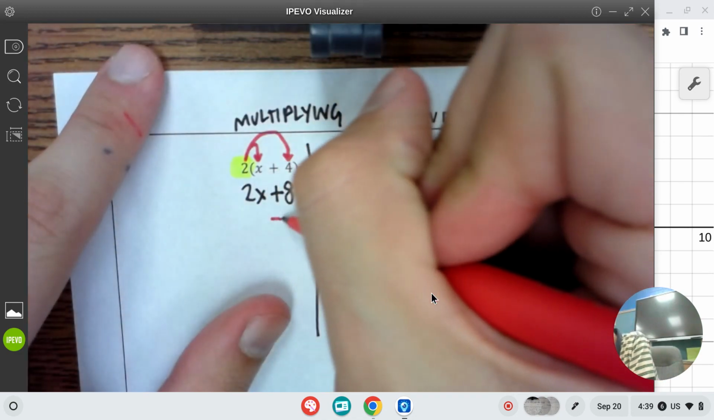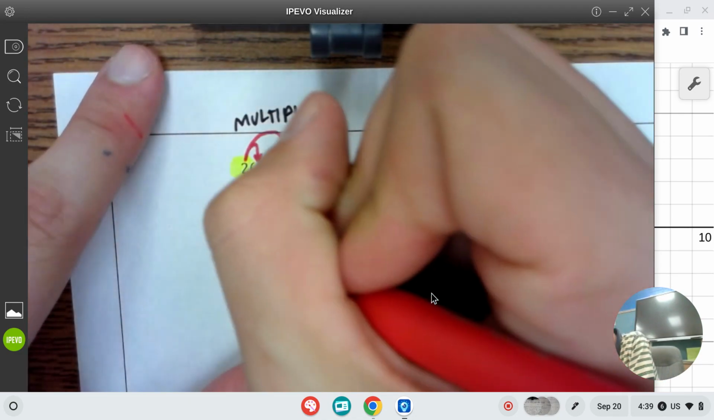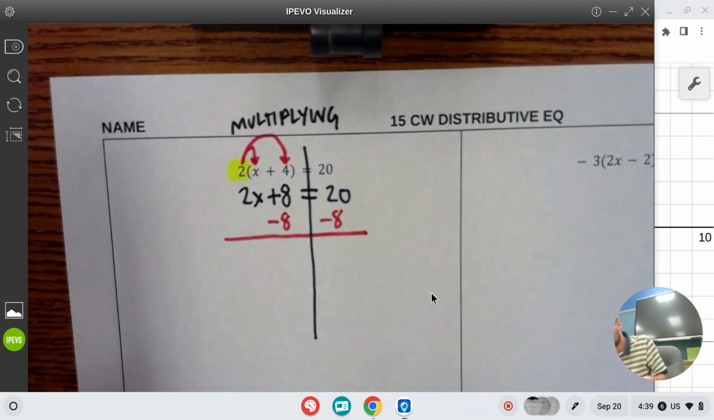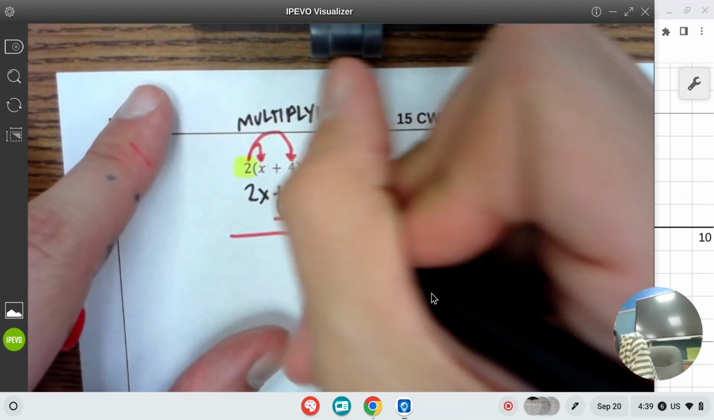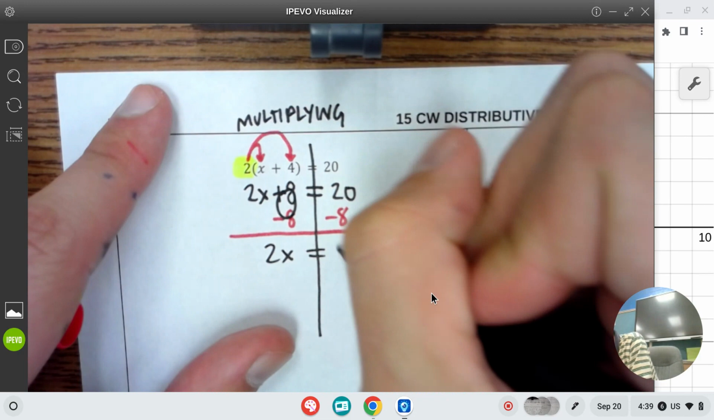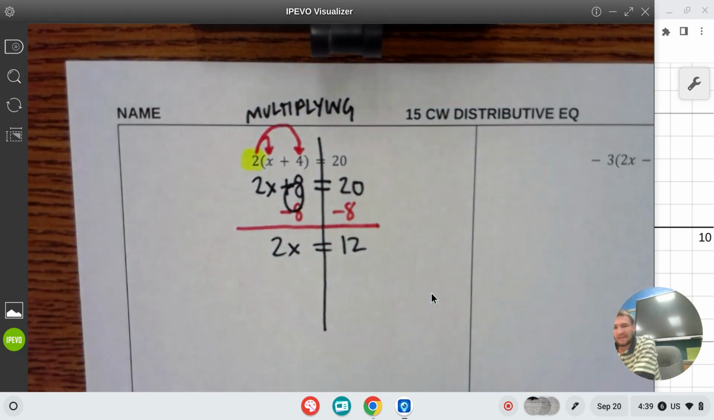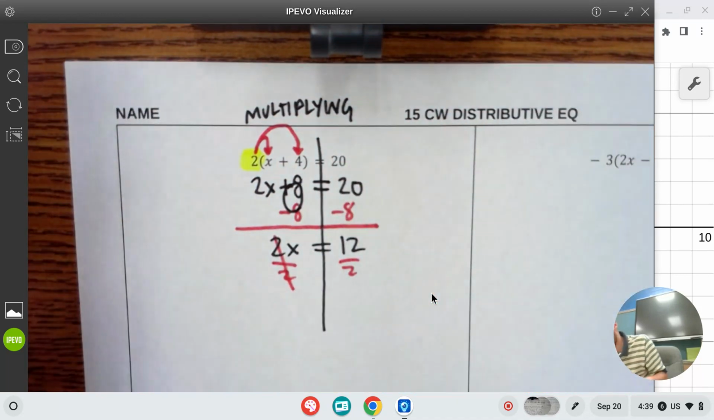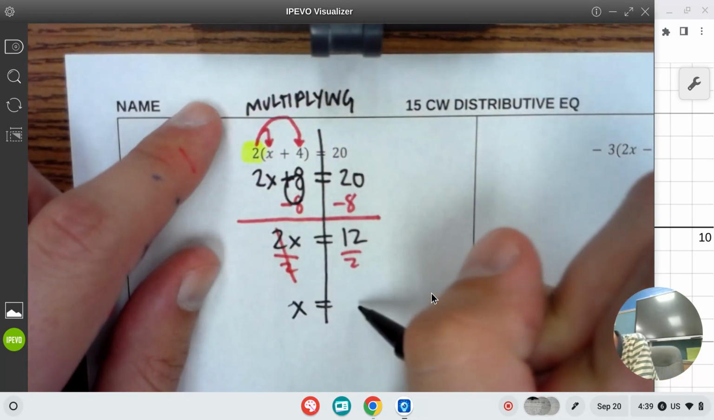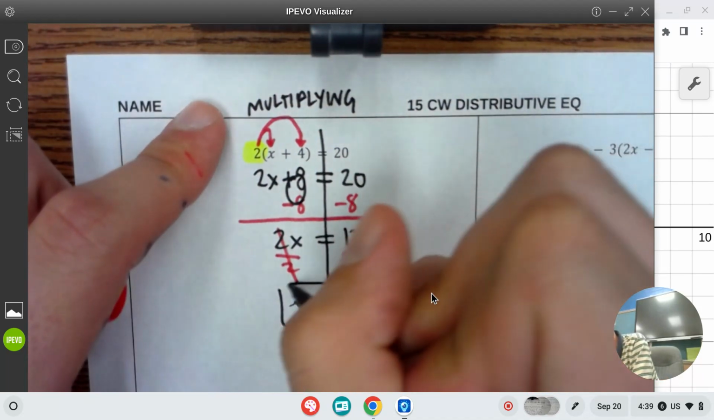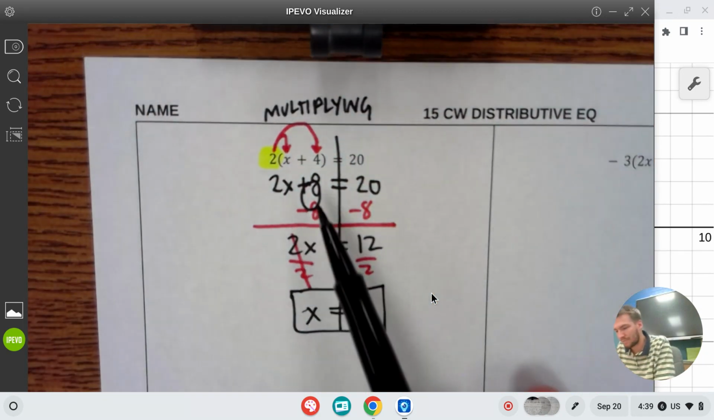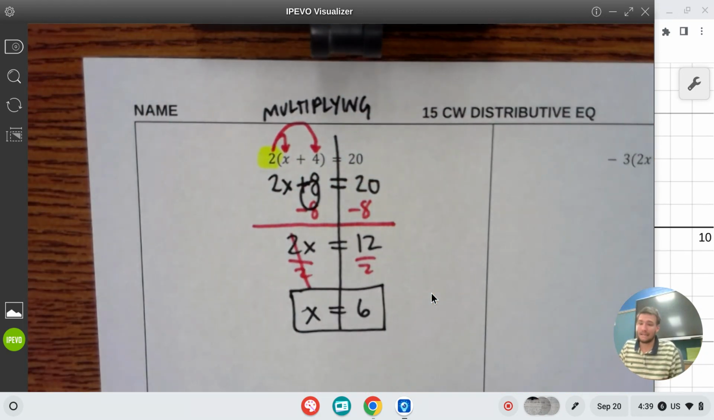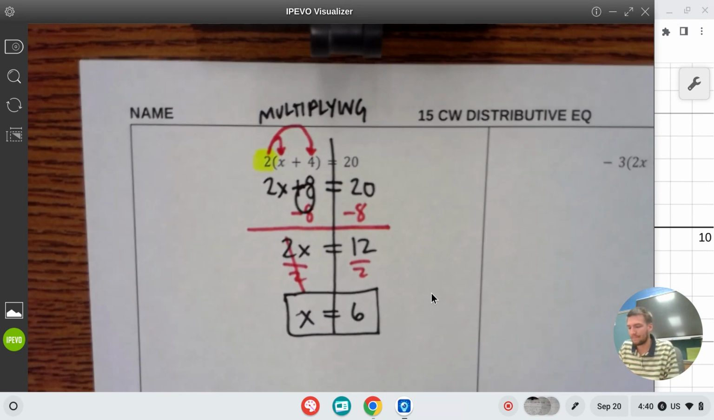Let's finish: -8 on both sides. I'm sure we know how to do this. Let's go ahead. That's going to make 0, 2x equals 12. How do we finish? We finish with divide by 2, divide by 2. Sweet. x equals 6. So in this question, multiply, subtract, divide, that's a lot of different stuff, but one at a time, we can handle it.